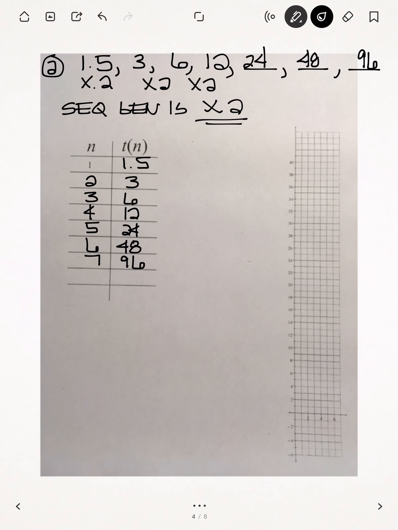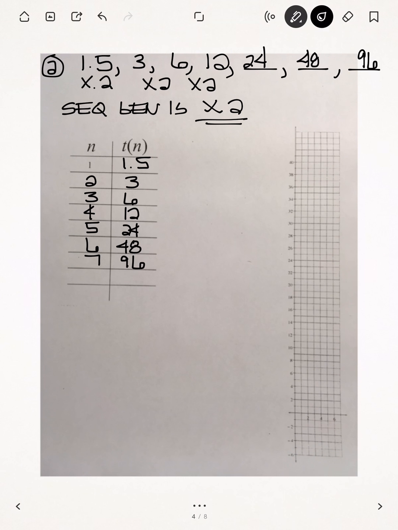Now I'm going to graph that on my graph and see what kind. This is a little bit different. I'm not adding 3, right? Like I was in the other one. And when I added something, I got a linear sequence. Well, in this case, I'm multiplying by 2, so I may get a different type of graph. Let's see what it is.